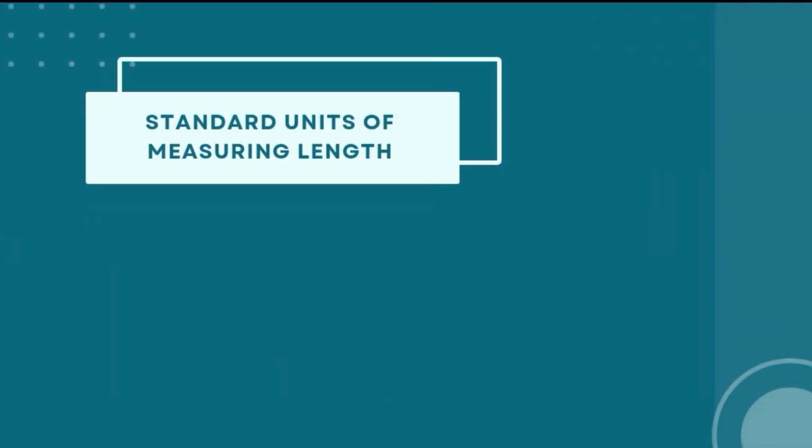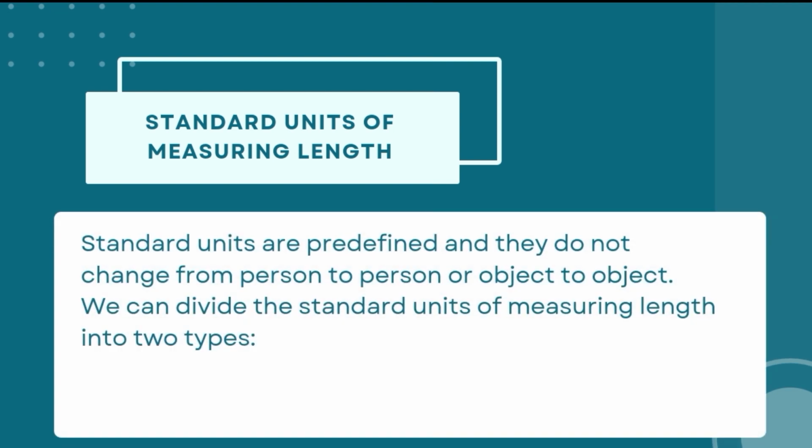So next we have the standard units for measuring length. Standard units are predefined and they do not change from person to person or object to object. We can divide the standard units of measuring length into 2 types, the metric system and the English system.